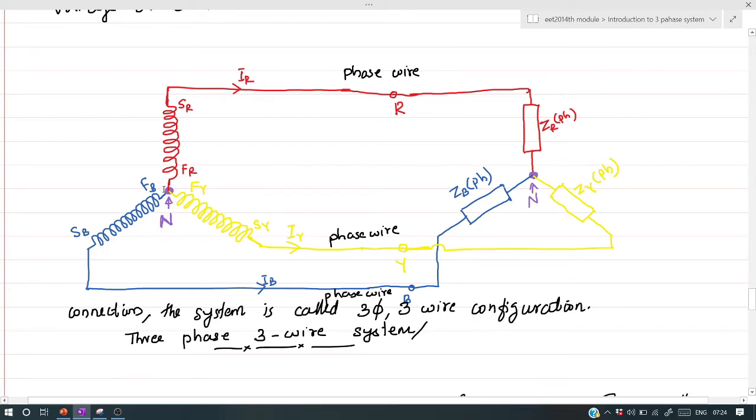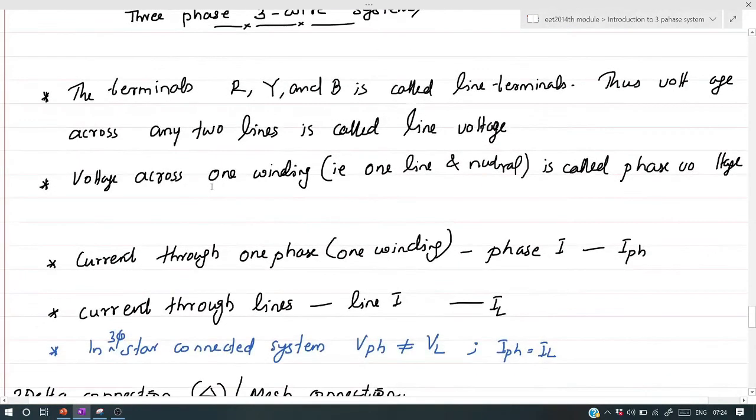But when we consider the neutral, the potential between the neutral and a line is VPH, and the voltage difference between two lines, that is R and Y, is VRY, which is obviously greater than VRN. Therefore, we can say that in a three-phase star-connected system, V phase is not equal to VL and I phase is equal to IL. Let's see the relationship between V phase and VL later.